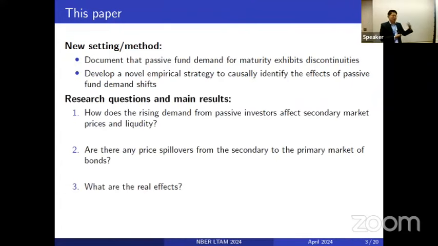Using this identification framework, we try to answer three questions. The first one is, how does this increase in demand by passive funds affect the secondary market price and liquidity? The second question is, are there any spillovers from the secondary market to the primary market? And finally, what are the real implications?